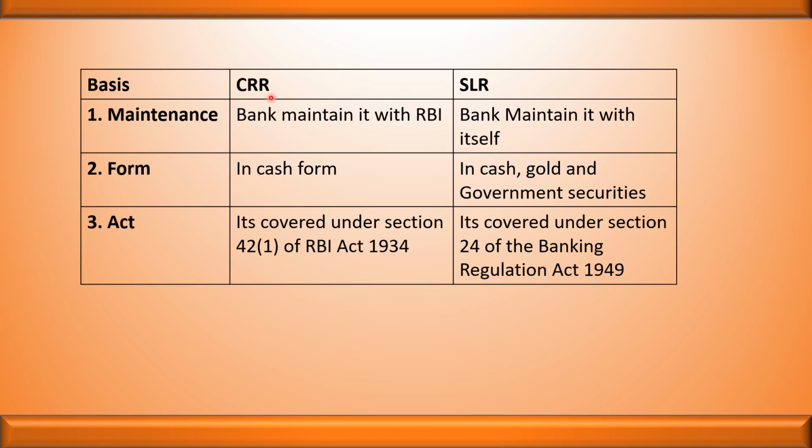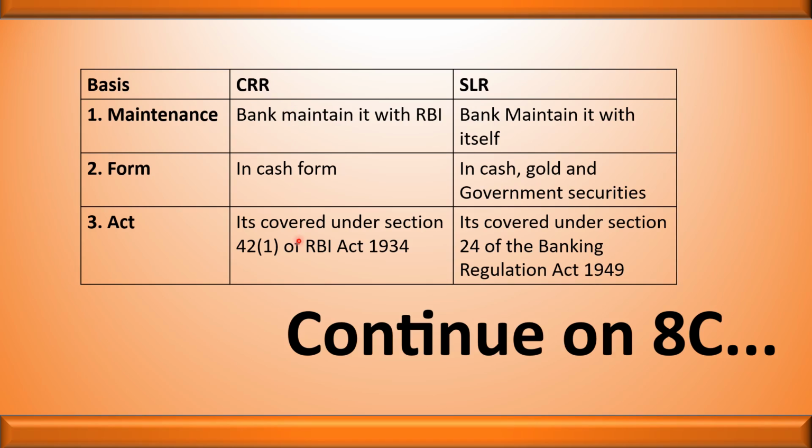The cash reserve ratio should be according to section 42(1) of the RBI Act 1934. So the cash reserve ratio should be according to the RBI Act 1934, section 42, subsection 1. And the liquidity ratio should be according to section 24 of the Banking Regulation Act 1949.